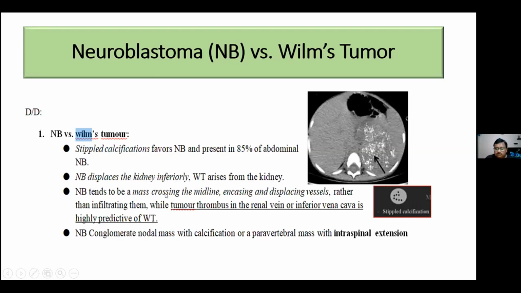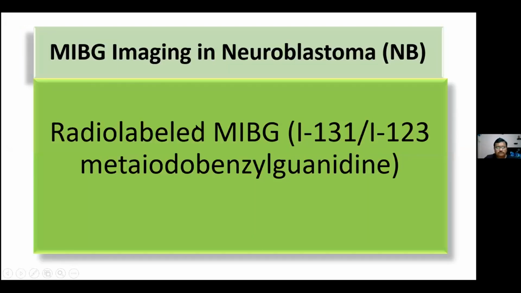Neuroblastoma tends to be a mass crossing the midline, encasing and displacing vessels rather than infiltrating them. Tumor thrombus in the renal vein or IVC is predictive of Wilms tumor. A neuroblastoma presents as a conglomerated mass with calcification, a paravertebral mass with intraspinal extension. So these are more CT points than PET points. So for Wilms tumor primary, I would not say that PET is the modality of choice.